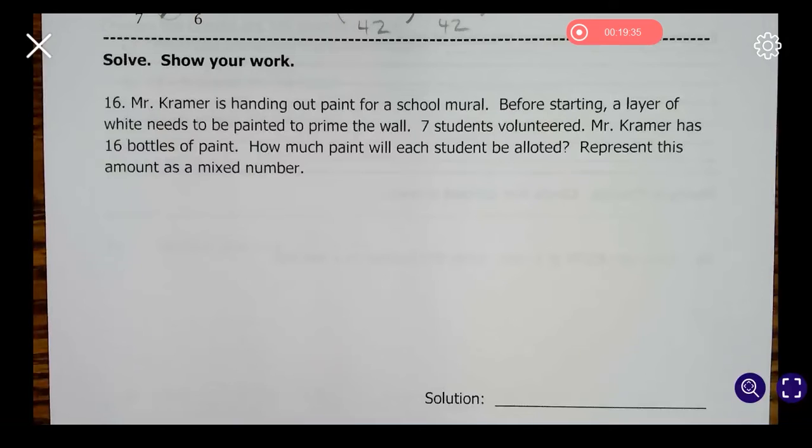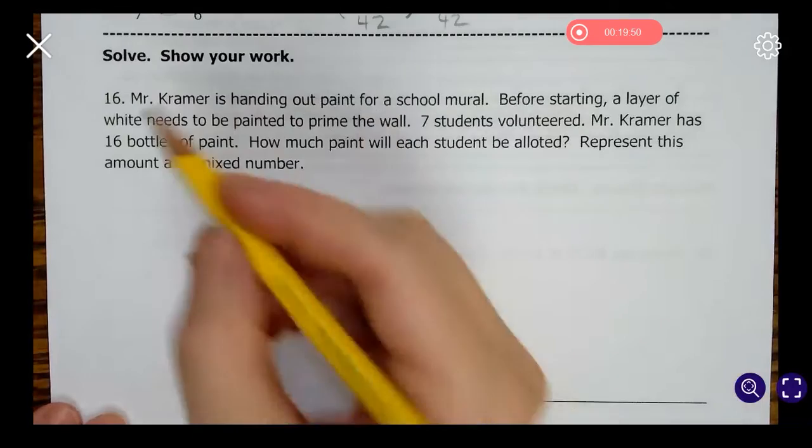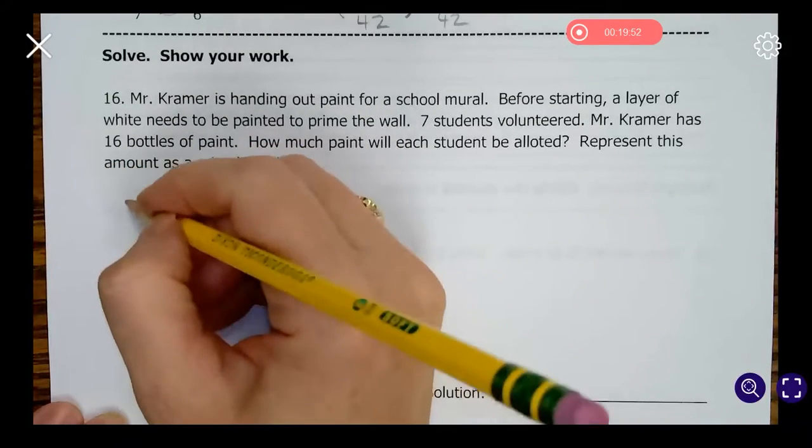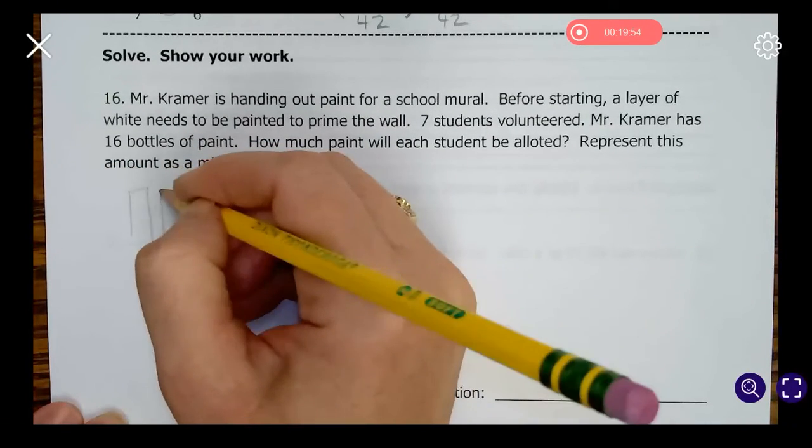7 students volunteered. Mr. Kramer has 16 bottles of paint. How much paint will each student be allotted? Represent this amount as a mixed number. Okay, so we have 16 bottles of paint. So again, this isn't a big number, so I'm going to draw 16.